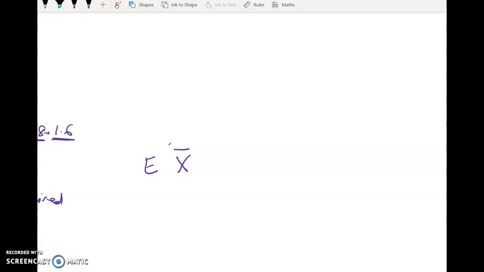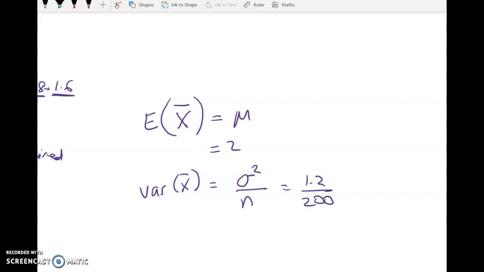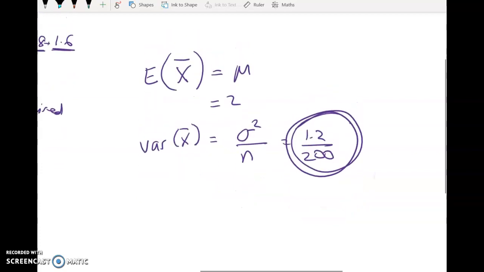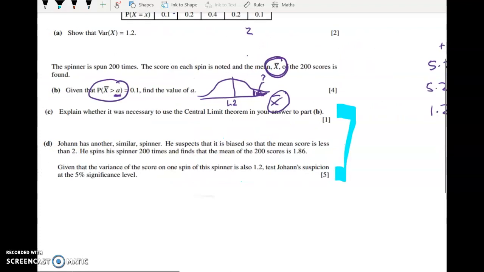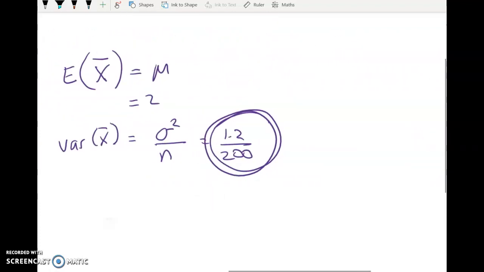So the expected value of the sample mean is going to be mu, which is 2. And the variance of the sample mean is going to be the variance of x divided by n, which is 1.2 on 200. But I'm going to show you how we can build that result up in case you have a freak out moment in the exam and you forget where it's come from. So think about what we're doing with these 200 throws. We're writing down each score and then we're finding the average.